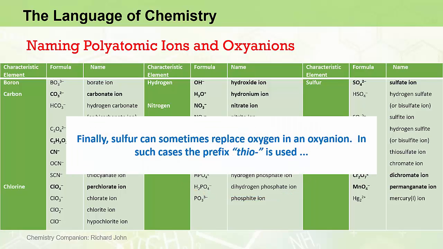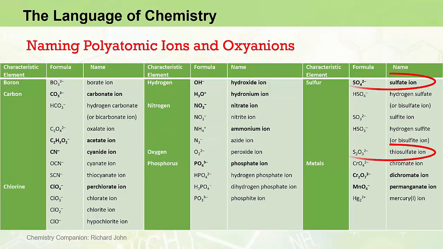Finally, sulfur can sometimes replace oxygen in an oxyanion. In such cases, the prefix thio is used. One common example involves the sulfate ion, SO4 2-, which becomes the thiosulfate ion, S2O3 2-, when one of the oxygen atoms is replaced by a sulfur atom. Another example involves the cyanate ion, OCN-, which becomes the thiocyanate ion, SCN- when the oxygen atom is replaced by a sulfur atom.